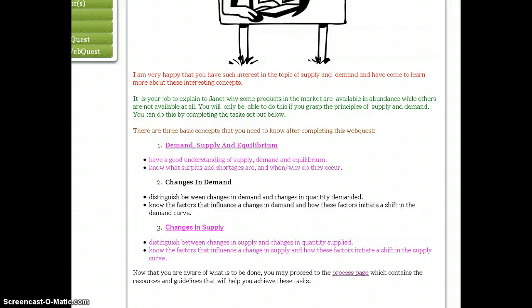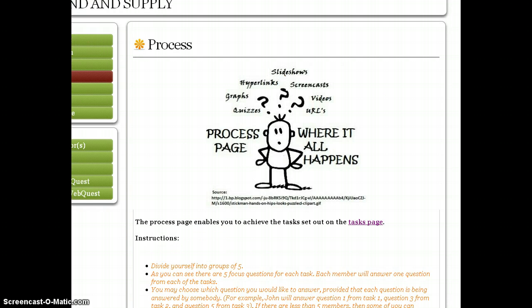Now that you are aware of what is to be done, you may proceed to the process page, which contains the resources and guidelines that will help you achieve these tasks. The process page enables students to achieve the tasks set out on the tasks page. Students are given instructions as to how to complete the tasks.